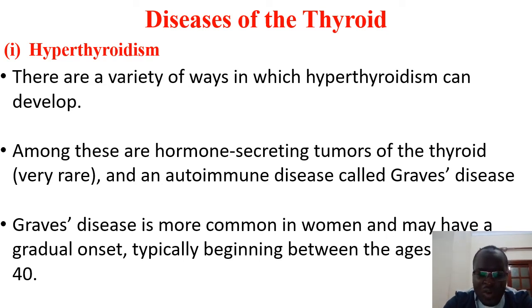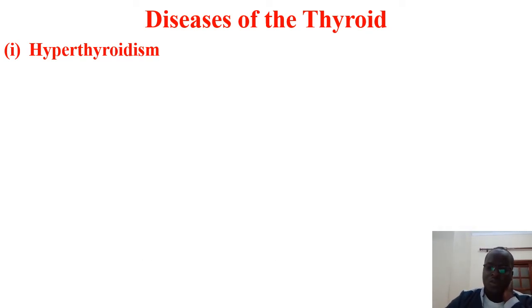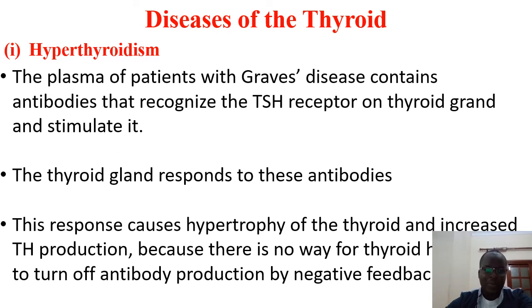Graves' disease is more common in women and may have a gradual onset, typically beginning between the ages of 20 to 40. So between the age of 20 to 40, this disease is common in females as compared to males, because of hormonal issues in females. The plasma of the patients with Graves' disease contains antibodies that recognize the thyroid-stimulating hormone receptor. So they are recognizing the thyroid-stimulating hormone receptor on the thyroid gland and stimulate it.